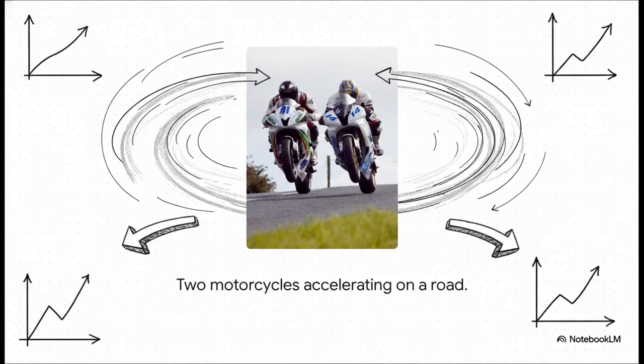So, picture this. You're watching a race, and these two motorcycles just blast past you. I mean, they are obviously moving fast. But just saying they're fast doesn't really tell you the whole story, does it? Especially when they're actively speeding up like this.